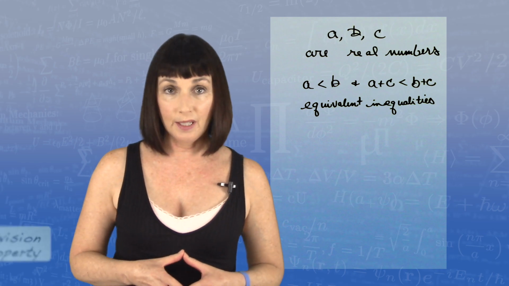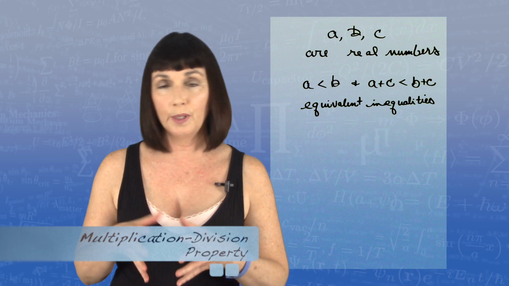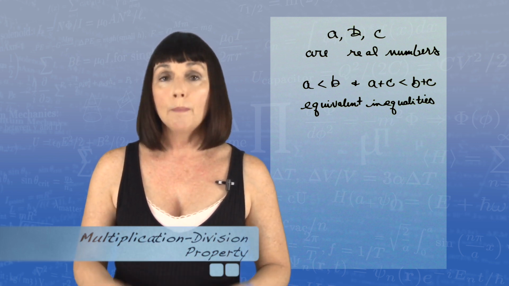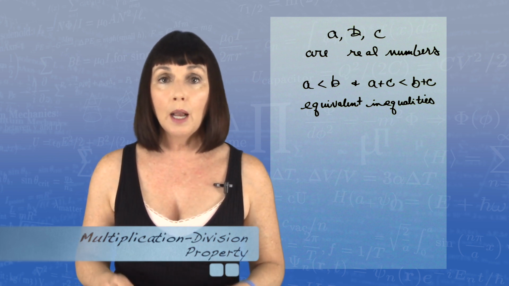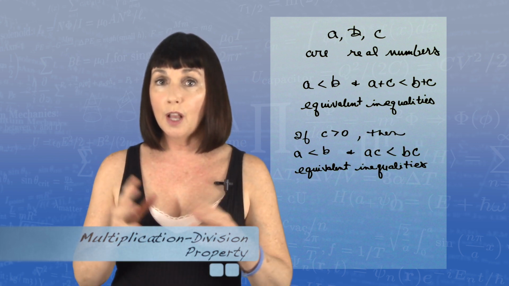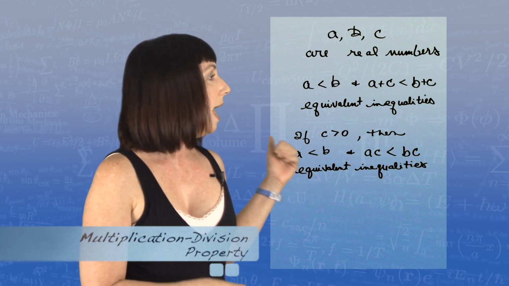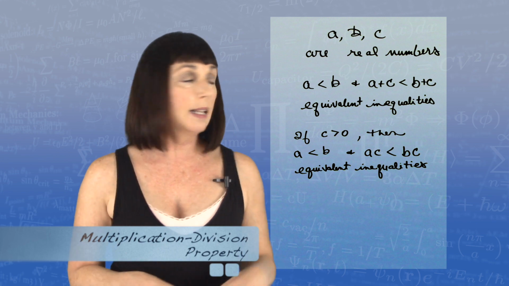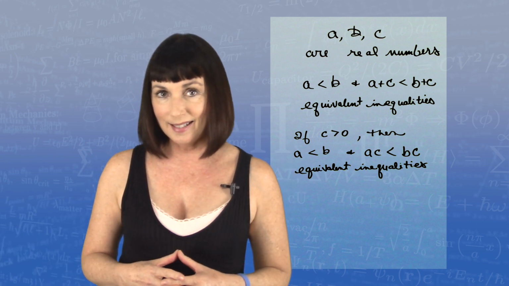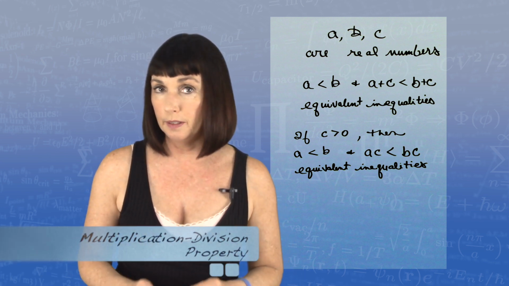Here's our next property, the multiplication-division property. Again, A, B, and C are real numbers. You can produce an equivalent inequality by multiplying or dividing by the same positive real number. So, if C is greater than 0, then A less than B and AC less than BC are equivalent inequalities. Now, what if we multiply or divide by a negative real number?